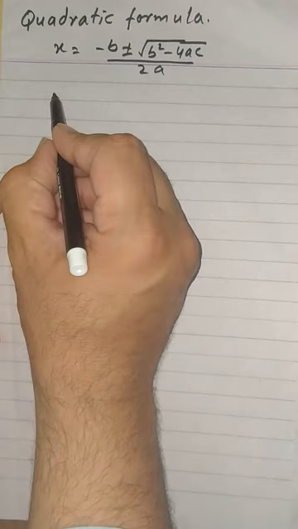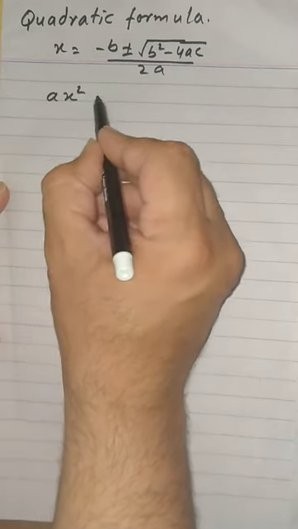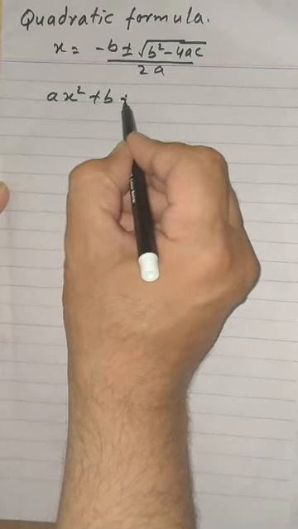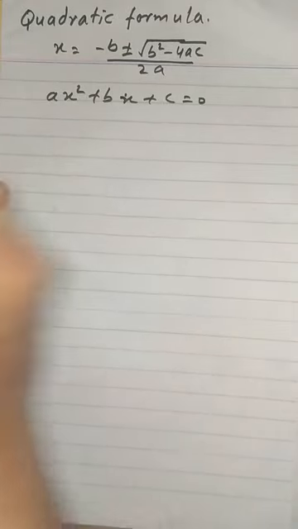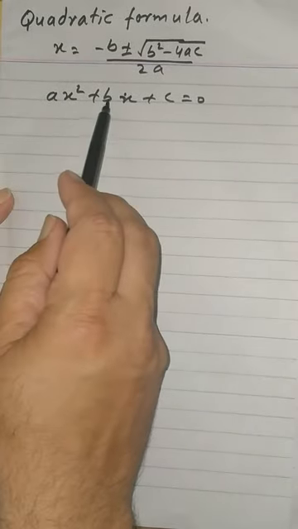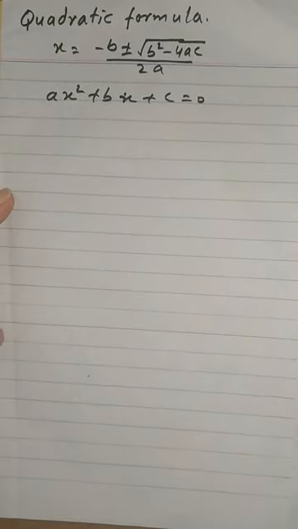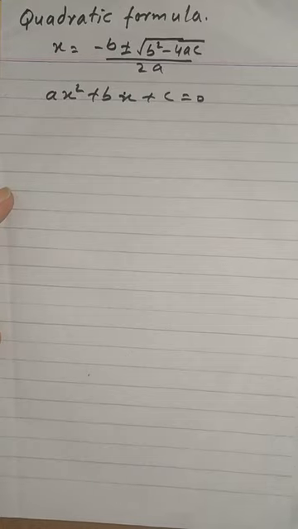Let us consider the quadratic equation ax square plus bx plus c equals 0. These a, b, c are real numbers. Now we are going to derive this formula. So if you remember the completing square method, we will follow that.